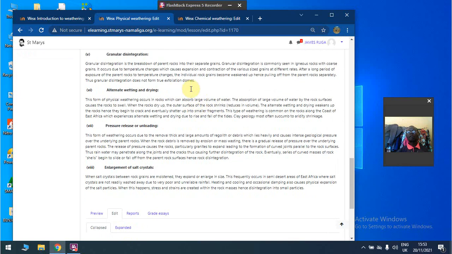Another form of physical weathering is what we call granular disintegration, coming from the word grain. This is a form of weathering in which the parent rocks break down into their separate grains. It is the grains of the rocks that pull off from the rock masses. Therefore, granular disintegration is very common in rocks which are made up of grains or crystals. And the major type of rock which is made up of grains is what we call the igneous rocks. I refer you to go and revise about the process of the formation of the igneous rocks, most especially the plutonic igneous rocks, which are made up of different types of large grains.